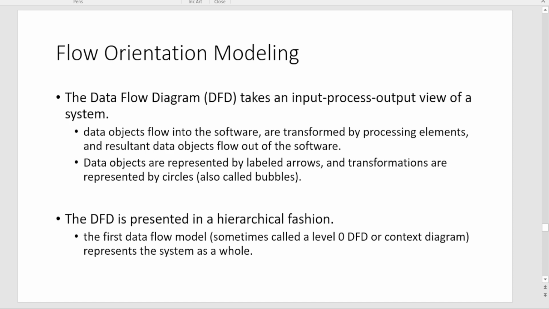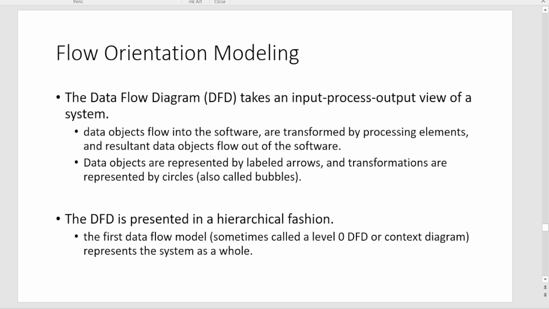Data objects are represented by a labeled arrow, and transformations are represented by circles, also called bubbles. We will see how a DFD actually looks in the next slide. But as of now, understand there are two major things: we have arrows and we have bubbles. Along with this, we have rectangular boxes which represent the classes or the entities that take the data and send out the data. The DFD is represented in a very hierarchical format. So you keep on adding information as you go down the hierarchy.